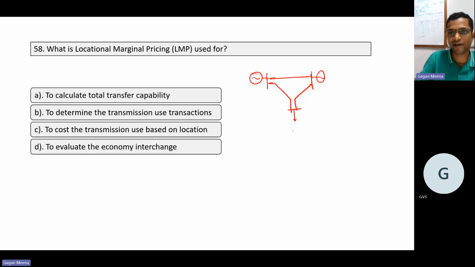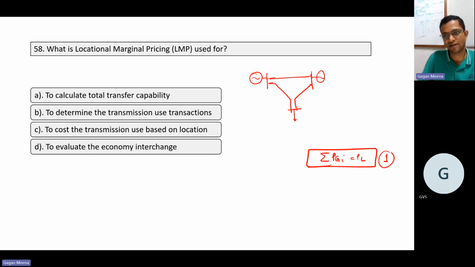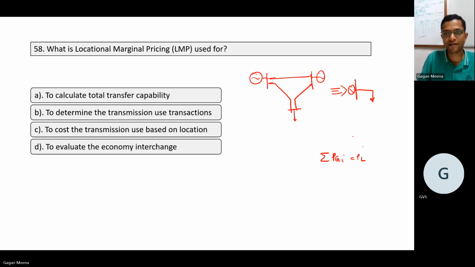In that case, in the economic dispatch we have seen, there is one equality constraint, which is the power balance constraint, sum of PG equals PL, right? This is only one equality constraint, and that gives us only one lambda for the entire system. We can say this system is the same as the system represented here. If there is only one lambda, that means all the buses have the same lambda, and the load is being supplied and generation is able to satisfy the load.